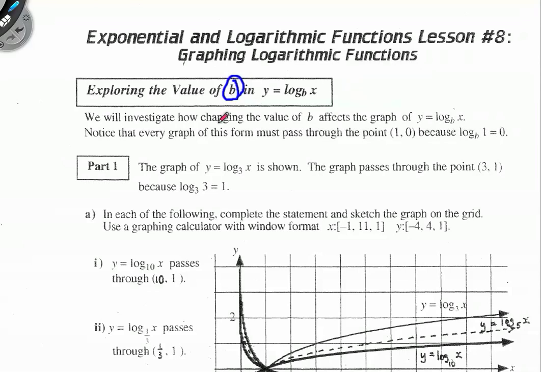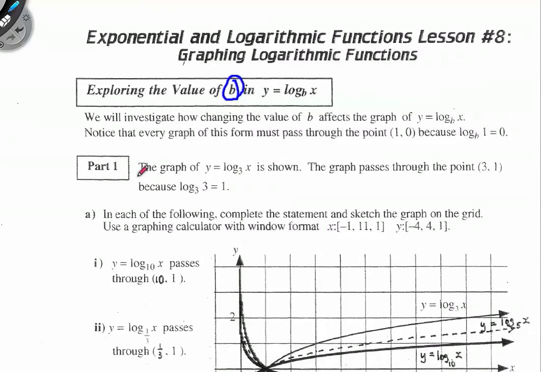Notice that every graph of this form must pass through the point (1, 0), because when x is 1, log of 1, no matter what the base is, is 0. You can try that on your calculator with log base 10. Log 1 base 10, you'll see, is 0.